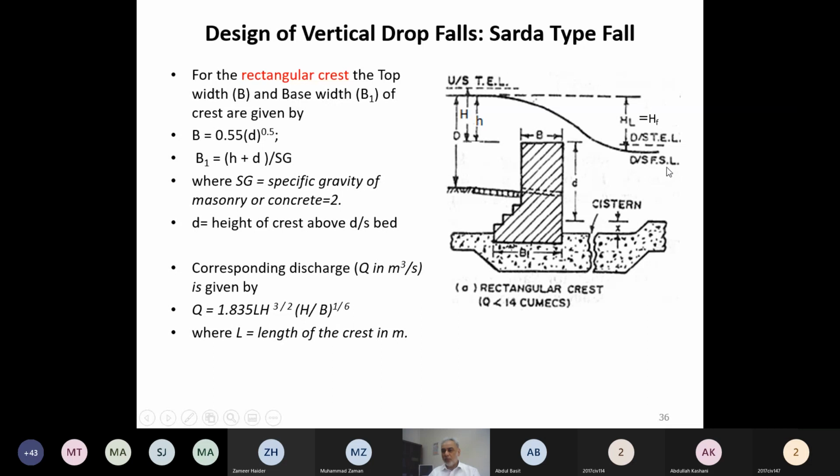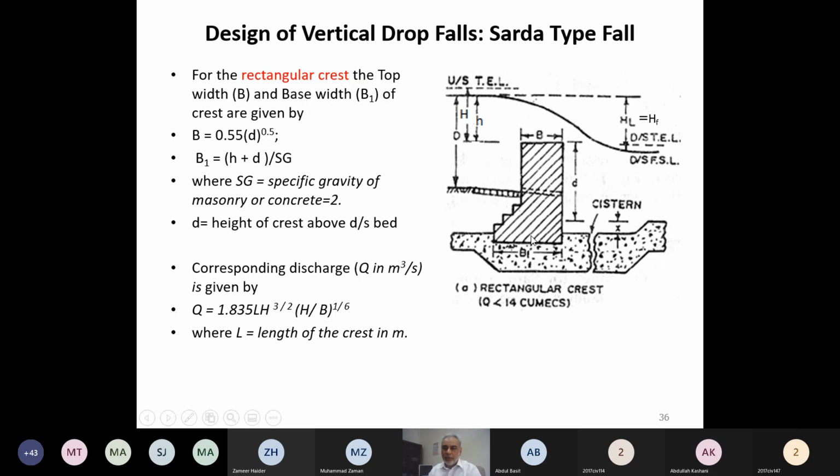FSL, hopefully you all know, is full supply level. When the canal is running at the full discharge, we call that level FSL. So the difference of the levels will be called either HL or HF. In some formulas they are using HL and in some formulas they are using HF. So keep in mind, this is the head loss or the head fall height. This is the height of the fall.